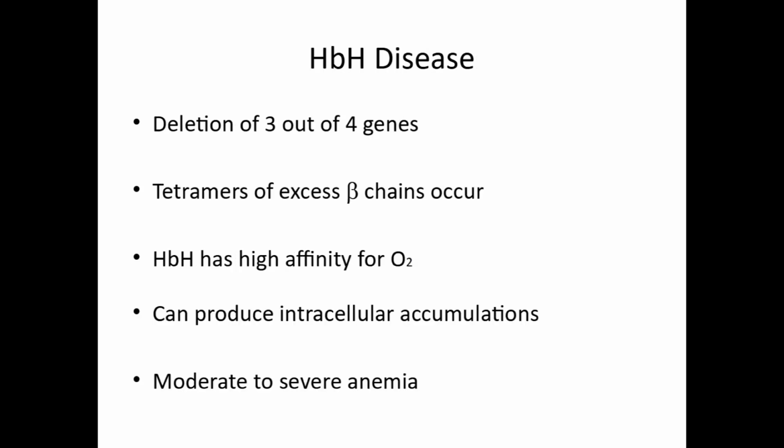The second most severe form of alpha thalassemia is called the HbH disease. Here 3 out of 4 genes that code for alpha globin chains are absent. That is why there can be tetramers of excess beta chains. This again has a high affinity for oxygen. The patient affected with HbH disease will have moderate to severe anemia, and the presentation will be very similar to beta thalassemia intermedia.